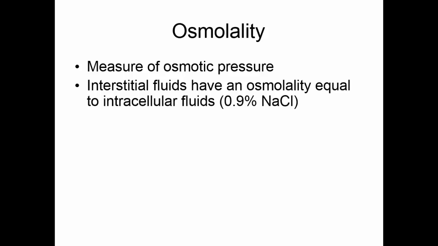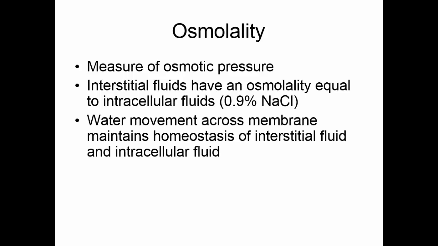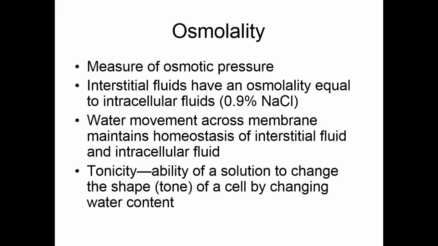Interstitial fluids and intracellular fluids have to have the same osmolality. They have to be equal. That's part of what Mother Nature wants. And that osmolality is about 0.9% of a sodium chloride solution. Water will move across a membrane to maintain homeostasis of the interstitial fluid and the intracellular fluid to keep that osmolality the same. Tonicity is simply the ability of a solution to change the shape of a cell by changing its water content. We call the shape of the cell its tone.